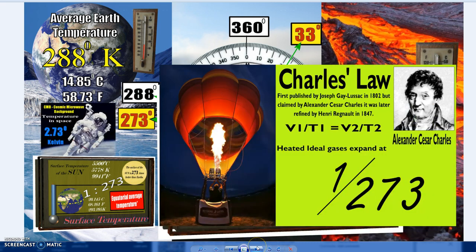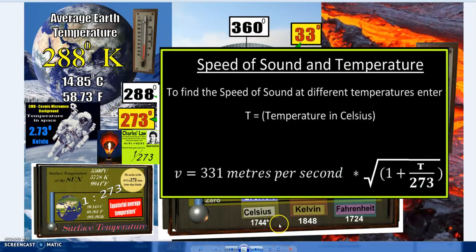Now there's also something called Charles's law, which has to do with how gases expand in heat. If something's in heat, it expands, and if it's cold, it contracts. There's a relationship between pressure, volume, and temperature. And Charles's law on ideal gases is at a ratio of 1 to 273.